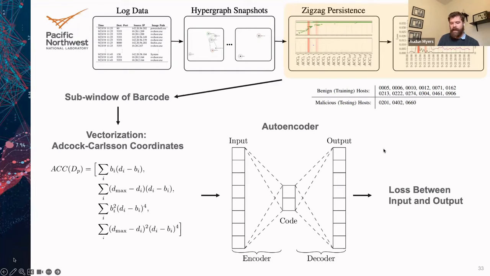So with normal behavior, it can reconstruct it, and I have a really low loss between output and input because they're similar. But then if I test it on malicious activity, what I would hope is that it does a really bad job of reconstructing the output so that it's similar to the input. So then you get a high loss during malicious activity, or you would hope that.